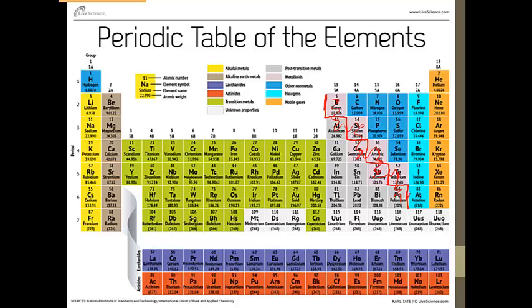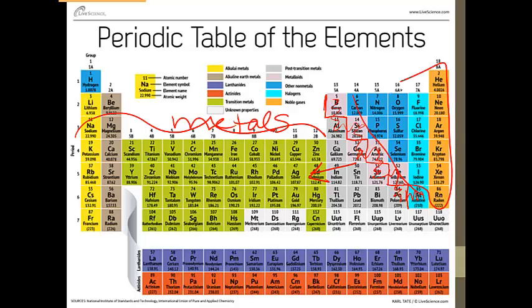Anything that touches the stair step here is considered a metalloid. They are your breaking point between metals and nonmetals, and that means all of this side, these are your metals. Notice we said 80% of the periodic table, so a huge portion. Anything to the left of the metalloids are metals, and that means that all of these, from carbon around here, these are our non-metals. So definitely a lot less nonmetals, but metals, we have definitely more of those than anything else.